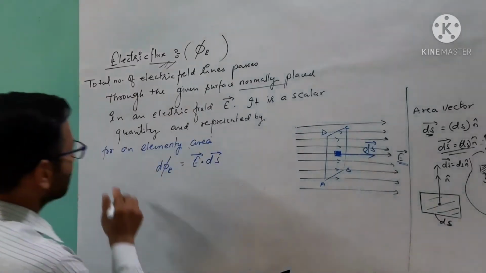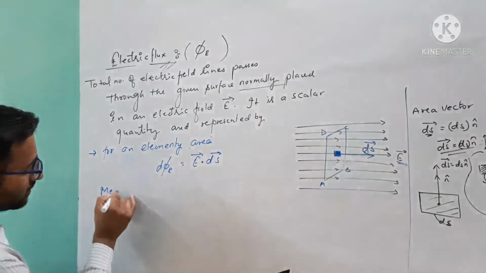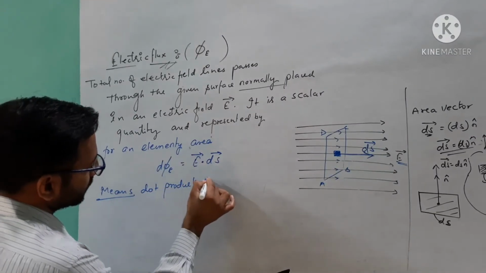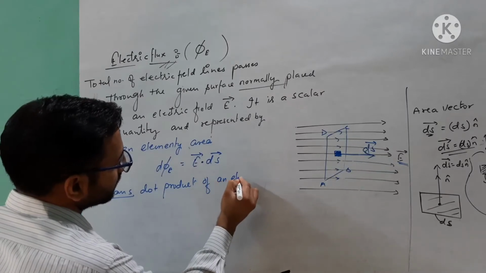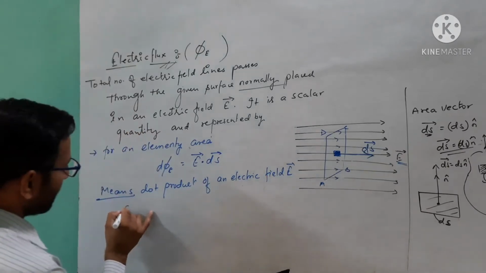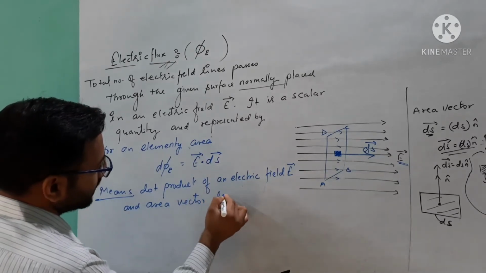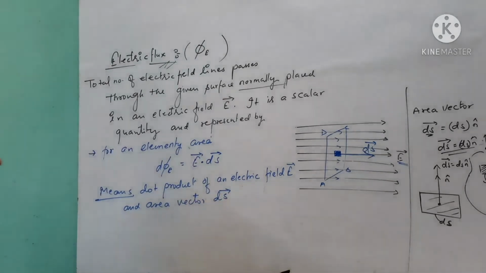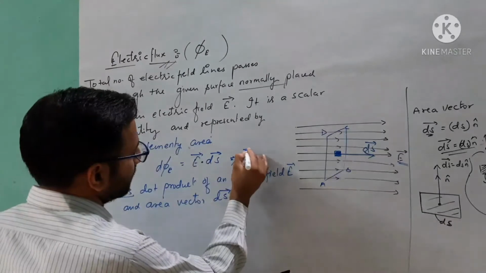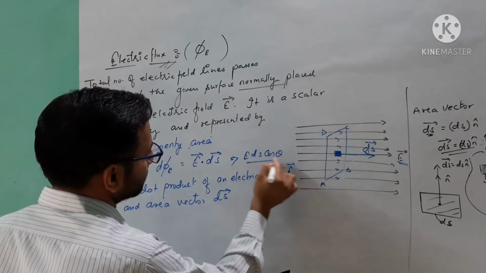It is represented, for an elementary area, by the dot product of the electric field E and the elementary area vector dS. Got it? So this dot product, you know, is represented by E dS cos theta. Got it?